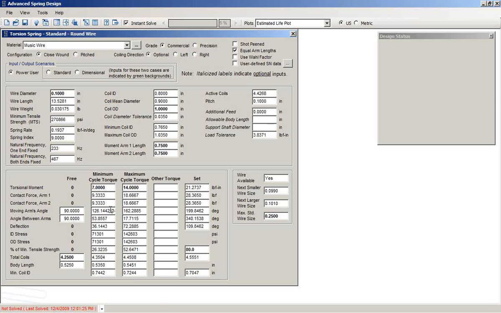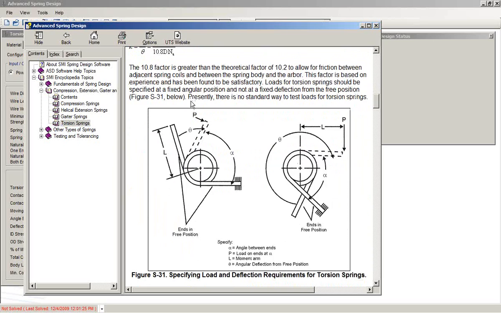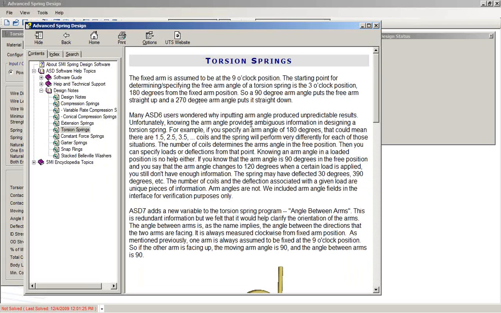For a little help on this topic, and visual help at that, we can go to the context-sensitive help, and it immediately takes us to a spot here where we get the nomenclature for torsion springs. For virtually all spring types, there's also a section where you can see some design notes related to that spring type. And in this case, for torsion springs, we specifically go through the details on orientation of the arms.